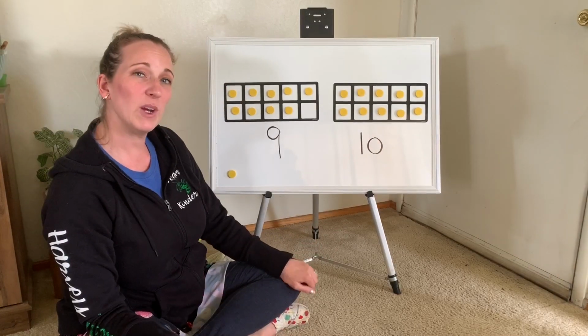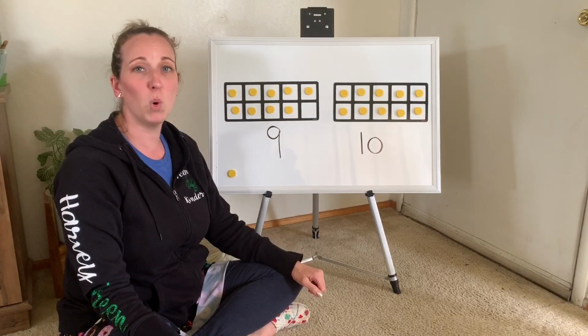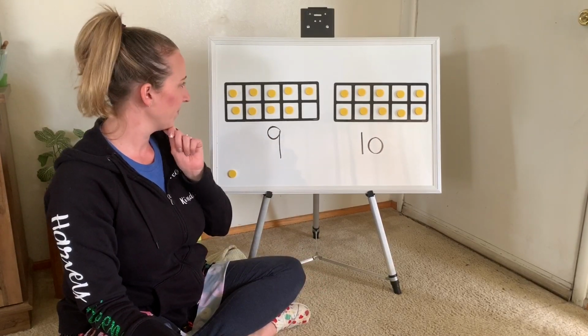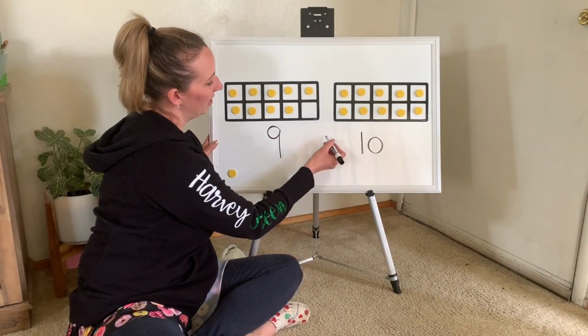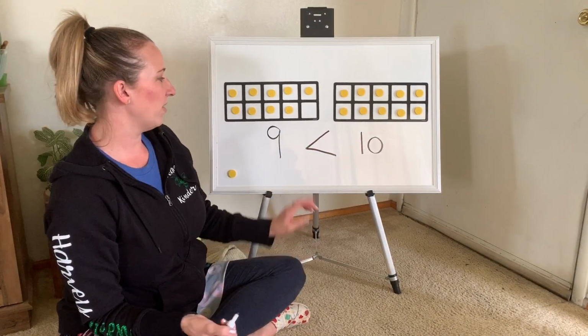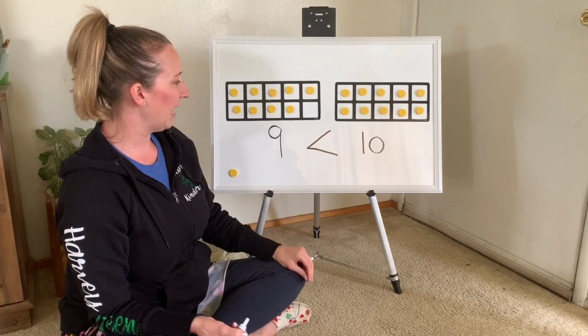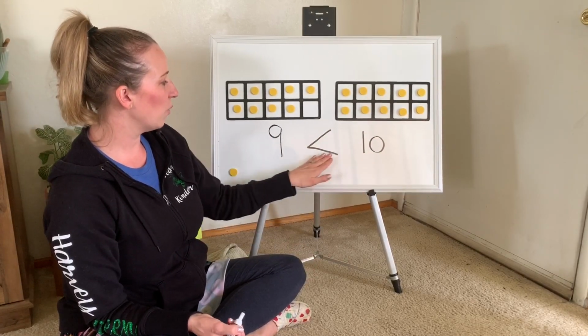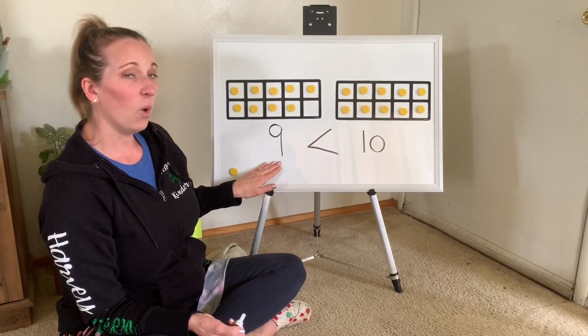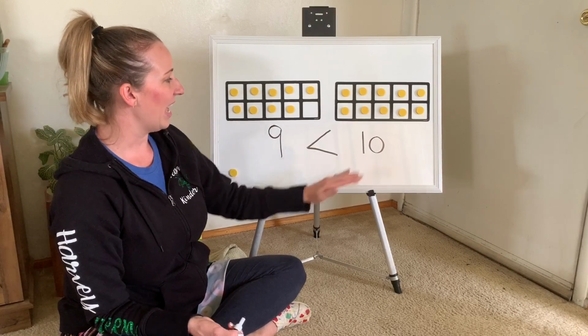Okay, so which number is greater? Which one is the bigger number? Which one has more? That's right, 10. So that means I'm going to draw my symbol with the big part that's open facing the bigger number, okay? 10 is greater than 9, or we can read it as 9 is less than 10.